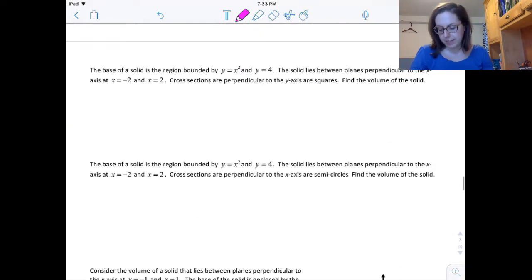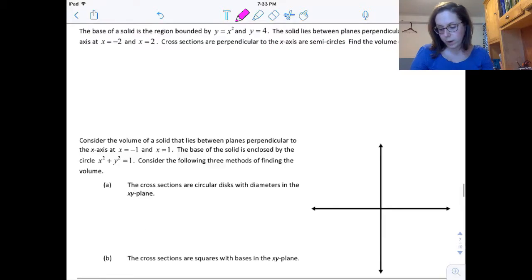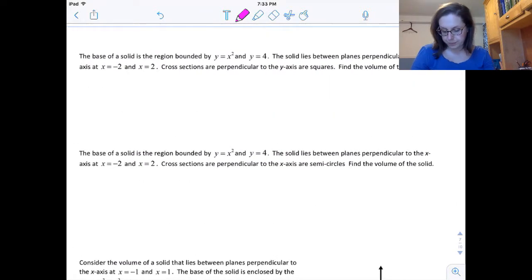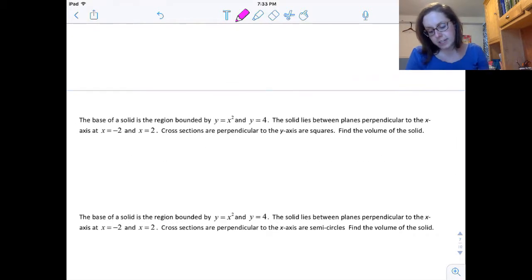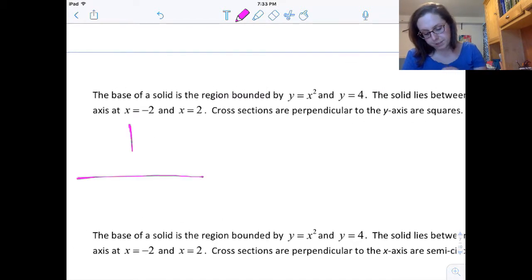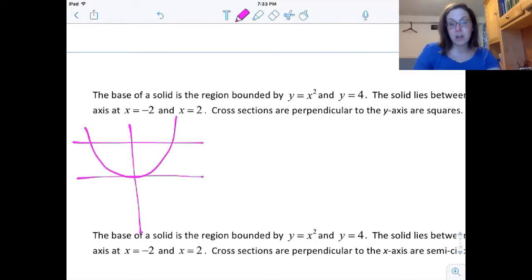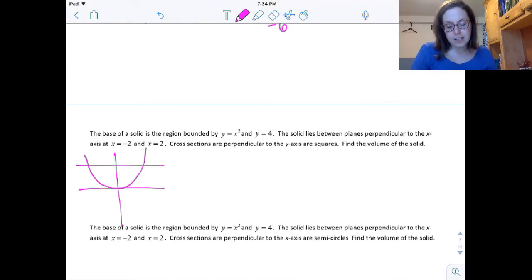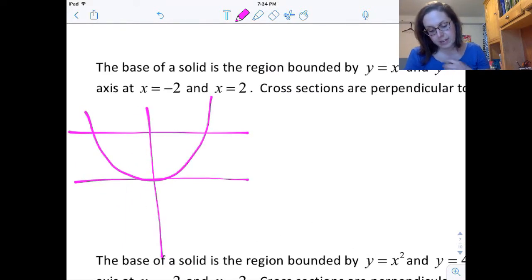Okay, let's grab one more of these. Actually, let's do this one. The base of a solid is the region bounded by y equals x squared and y equals 4. So I'm going to graph these: y equals x squared and y equals 4. I would expect you to be able to graph those, right? Parent functions. The solid lies between planes perpendicular to the x-axis, at x equals negative 2 and x equals 2.